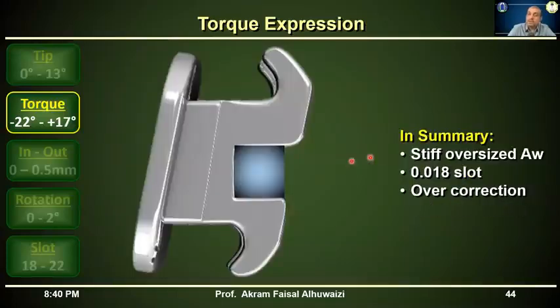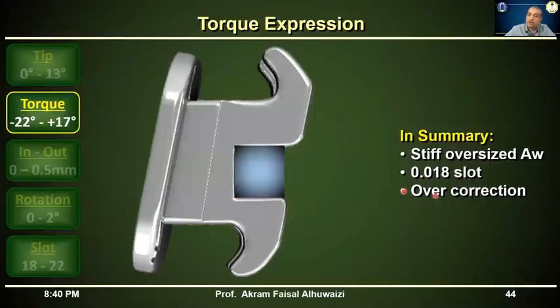So in summary, if I want more torque expression, I should go for a stiff, oversized arch wire. The more oversized and full filling of the slot, the better. And if it's stiff and stainless steel or heavy wire, that's even better. An 018 slot, an 18 slot is more preferable since it's easier to fill. Although it does mean that I will have to use undersized wires to use an 18 slot. But if I use 18 slot brackets on single teeth, it's very useful.